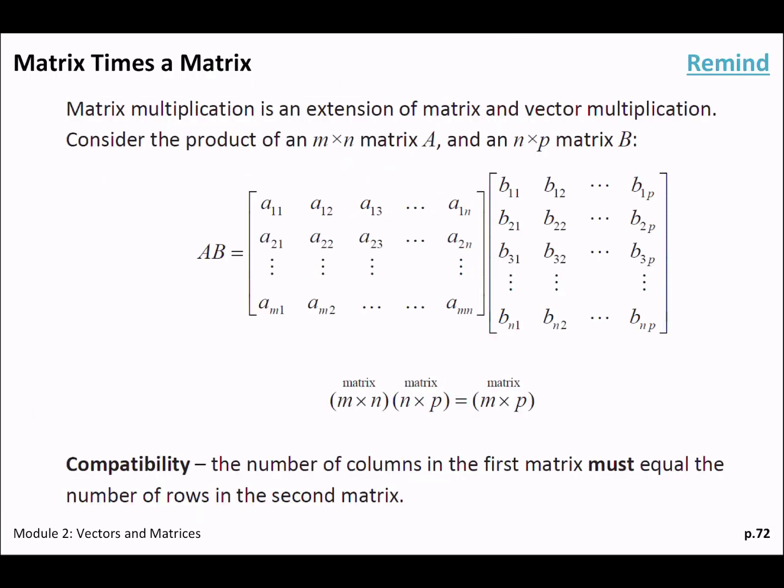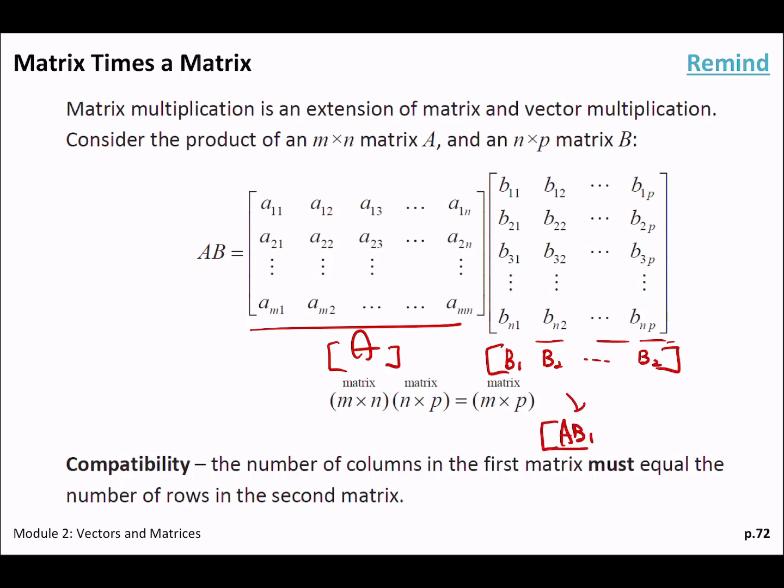So what about the matrix times the matrix? It's the same, but there are multiple columns. Basically this one is a matrix, this one is a multiple column matrix. So if you multiply A and B, your output matrix is A times the B1 column vector, A times B2, like this. This one is the P dimension, right? Okay.